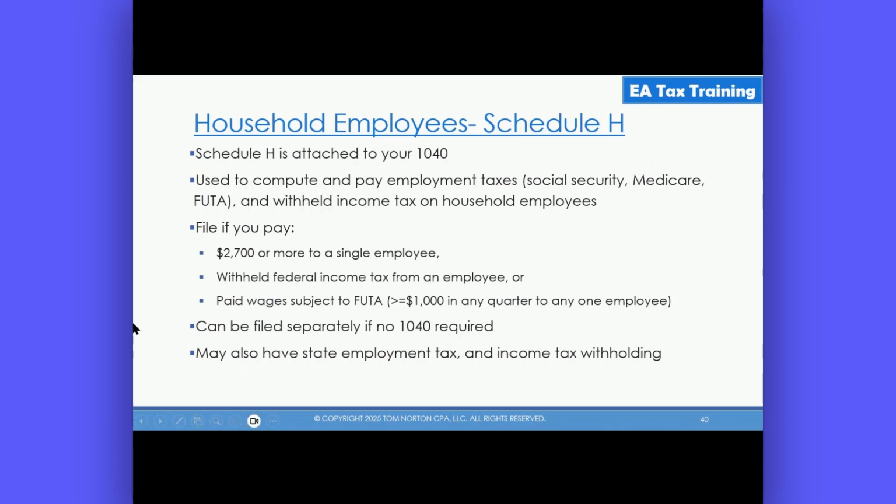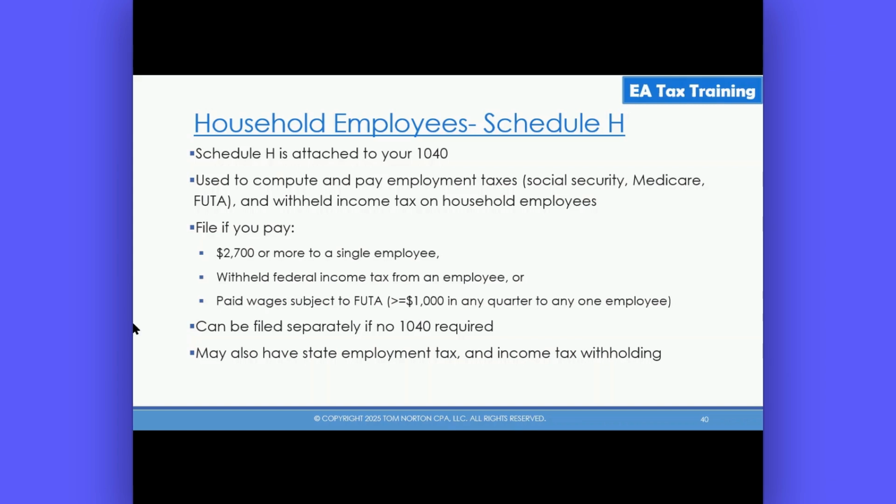Schedule H. Schedule H is how you are going to compute and show and pay the amount of taxes that you owe for your household employee. Schedule H is attached to your Form 1040. If you're not required to file a 1040, then it can actually be filed separately. But generally, most people are going to be filing the 1040, so you just attach Schedule H to it. This is used to compute and pay all of your employment taxes, so Social Security, Medicare, federal unemployment tax, and any income tax that you did withhold from those household employees.